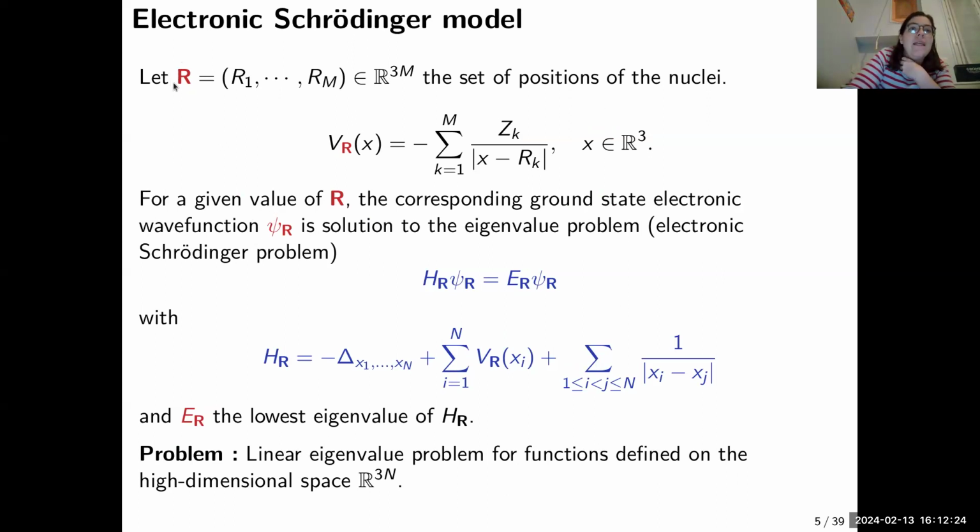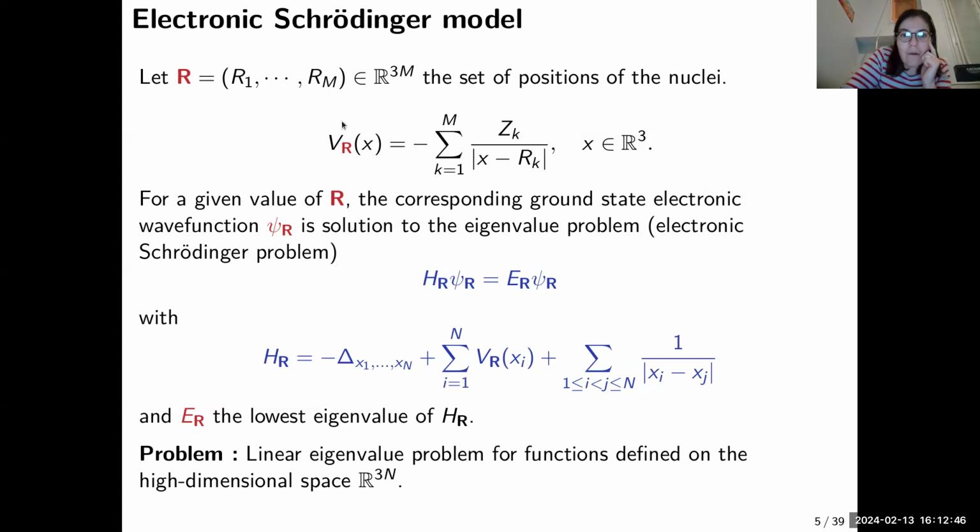So more precisely, here R in bold letter will denote the collection of the positions of the nuclei in the molecule, R1 up to RM. And so this bold R letter will be a vector belonging to R^3N. Okay, so it's a collection of the set of positions of all the nuclei within the molecule.